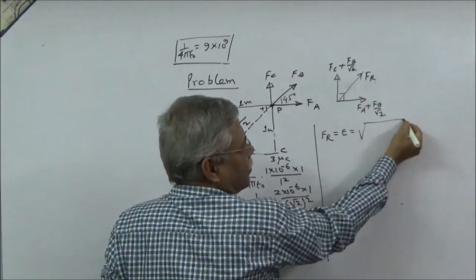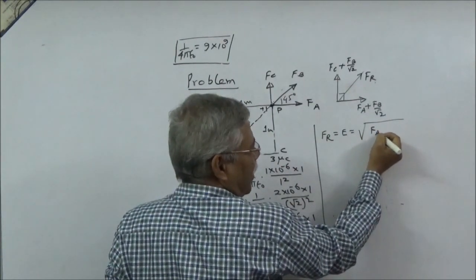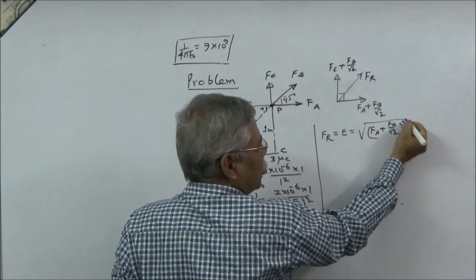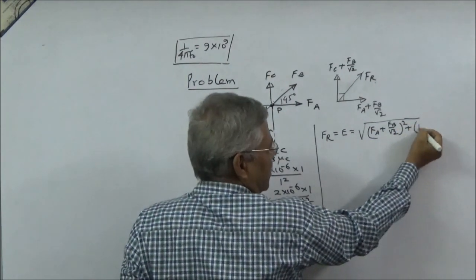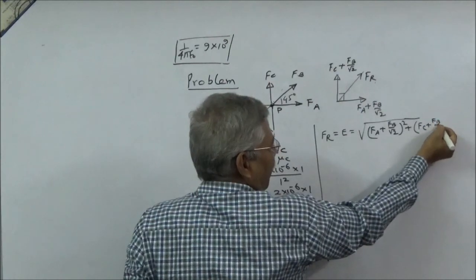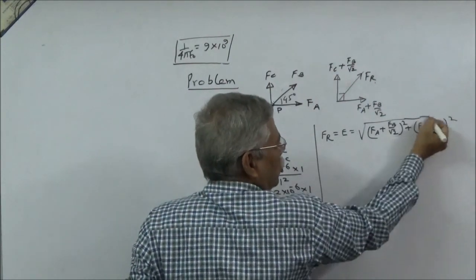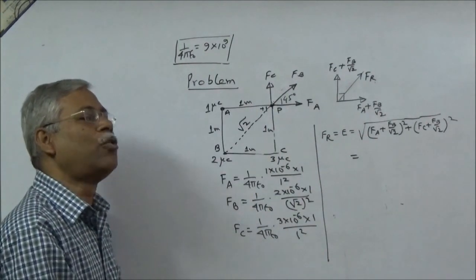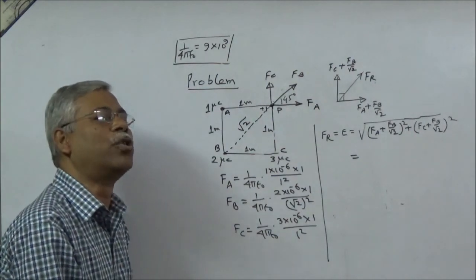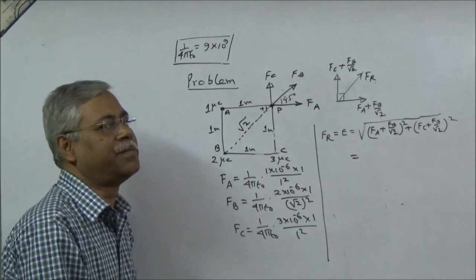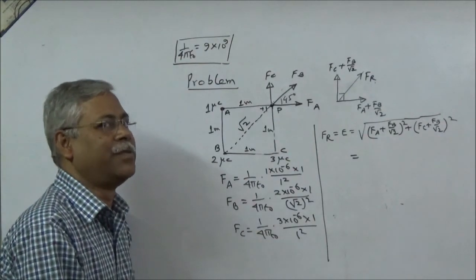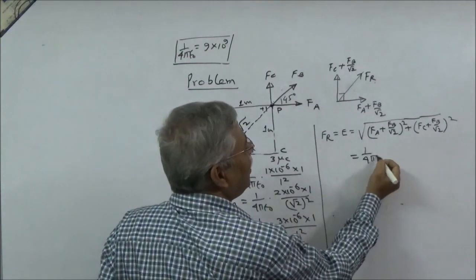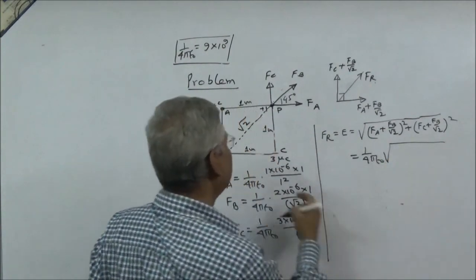FR equals root over FA plus FB by root 2 whole square plus FC plus FB by root 2 whole square. Now you put values and get the answer. You will always find the resultant of more than two vectors using resolution. Do not forget it, it is very vital. Because in each expression there is 1 by 4 pi epsilon naught, write it outside.